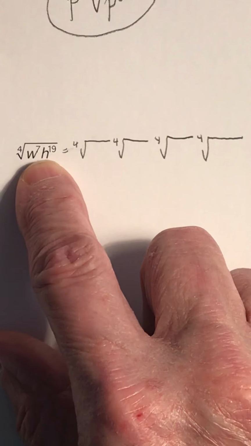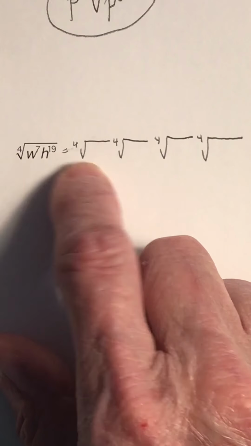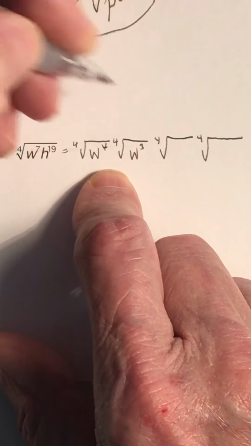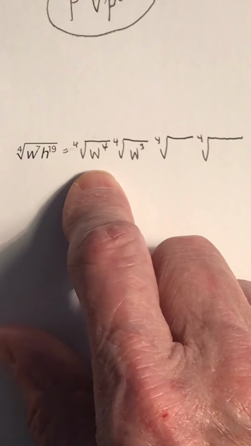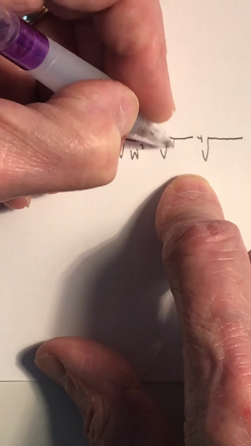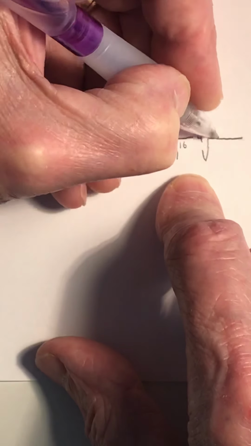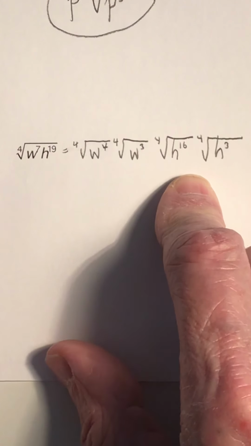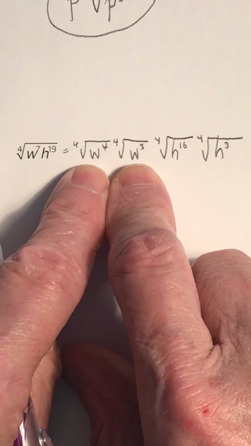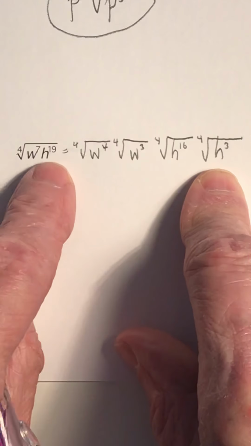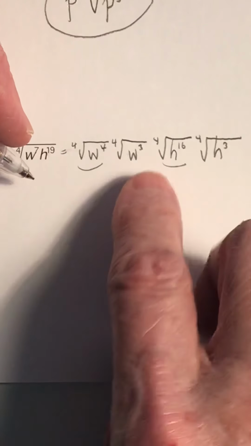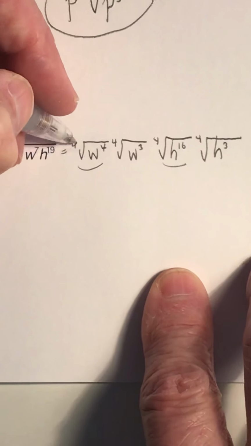So w to the 7, 6, 5, 4. I got to go down to 4. W to the 4th, w to the 3rd. That's the biggest power of w we can get that's divisible by 4. And 19, 18, 17, 16. H to the 16, h to the 3rd. Okay, double check that I didn't do bad arithmetic. That's w to the 7th. That's h to the 19th. Okay, so this is going to change. This is going to change. That's what we're going to still have under the radical sign when we're done.